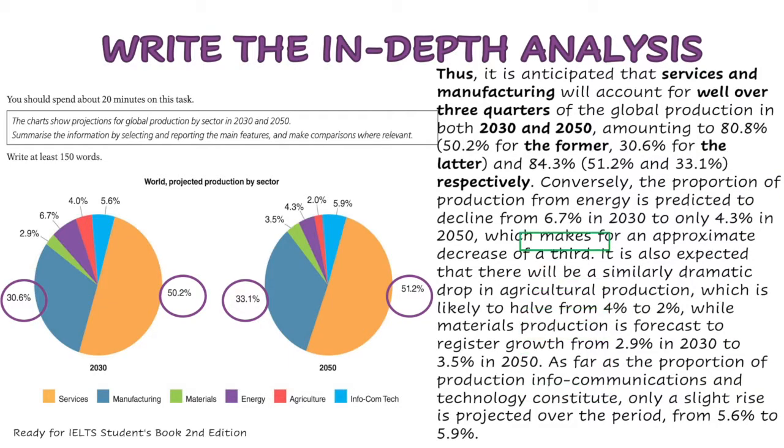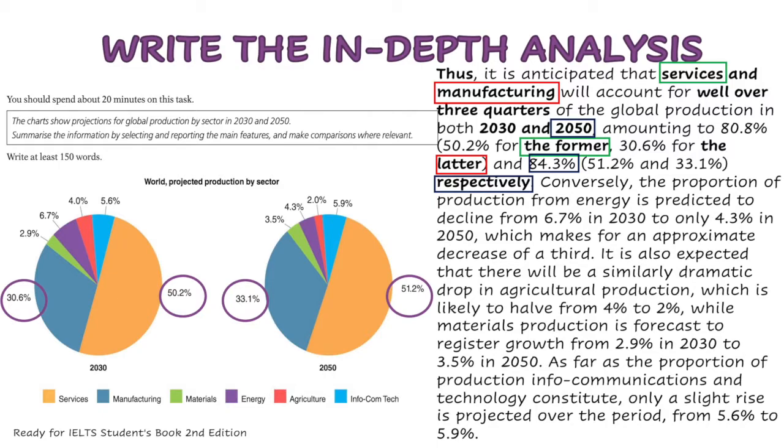So let's look into the language here. The former links back to the first of the two sectors I've mentioned, which is services, while the latter refers to the second one, manufacturing. Please also notice the use of the adverb respectively, which makes sure that the reader understands that the second sum, 84.3%, refers to the second year, 2050.